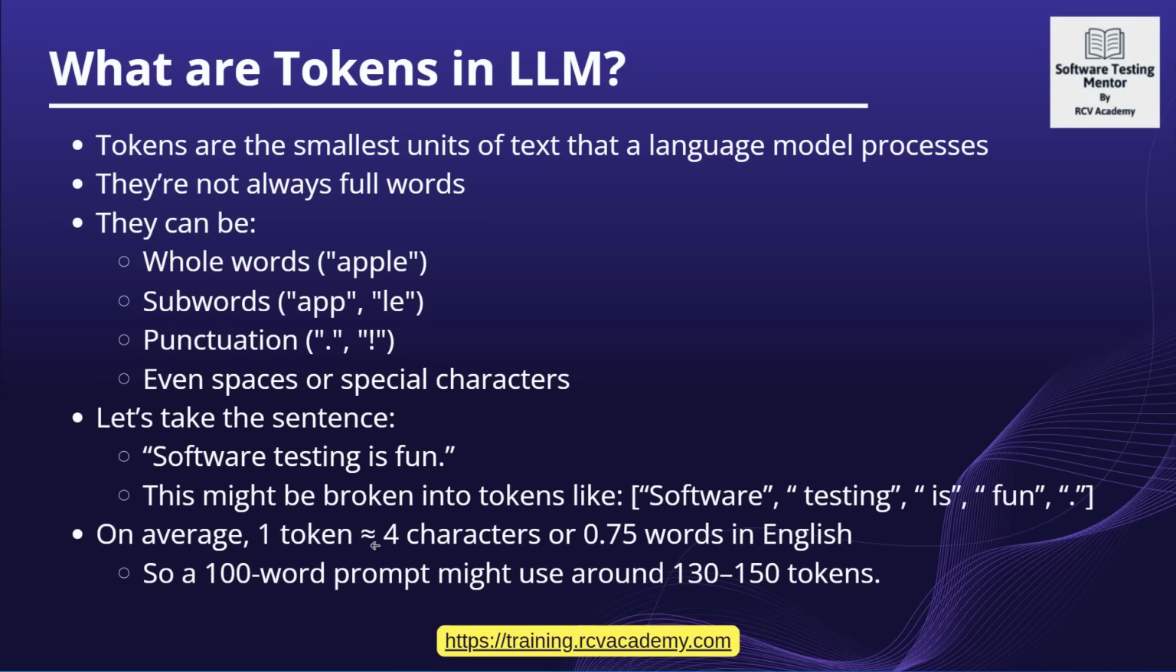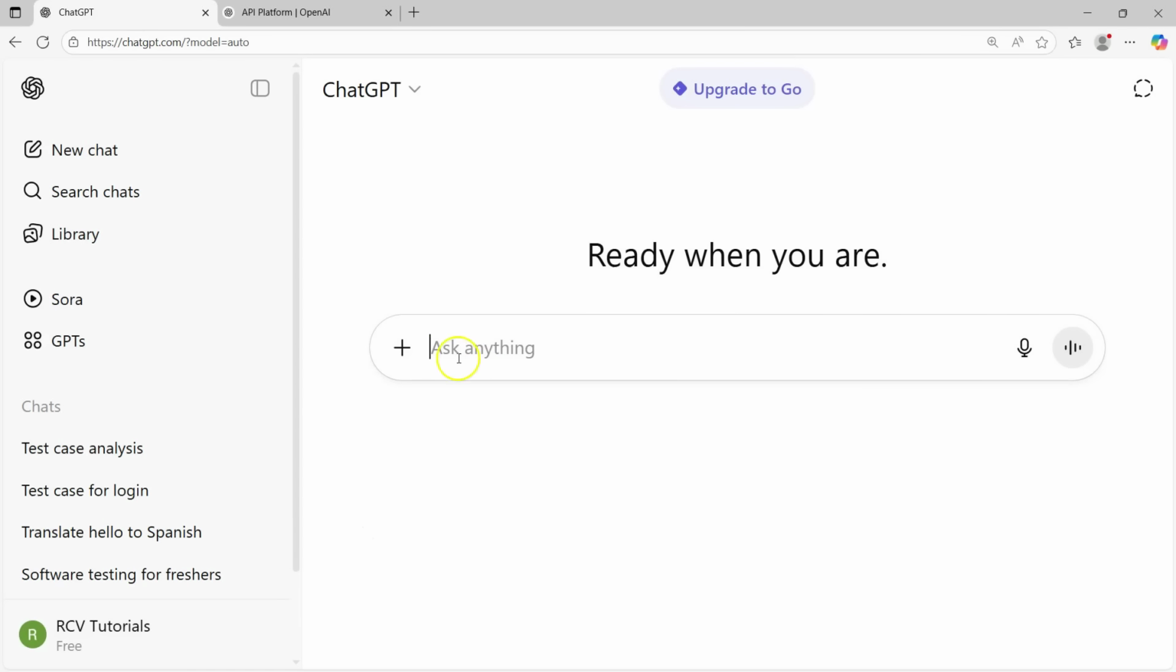The idea here is to get you the understanding that when you open the prompt here and type in something, the words that you are typing are converted or broken down into tokens, and tokens cost money. How? I'll show you.